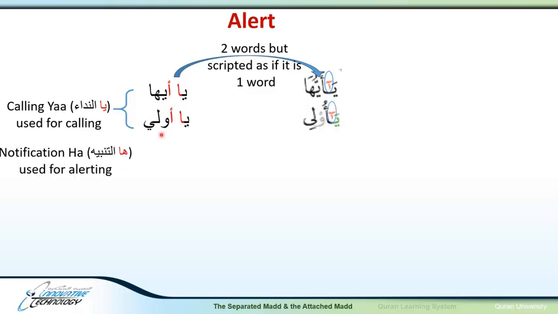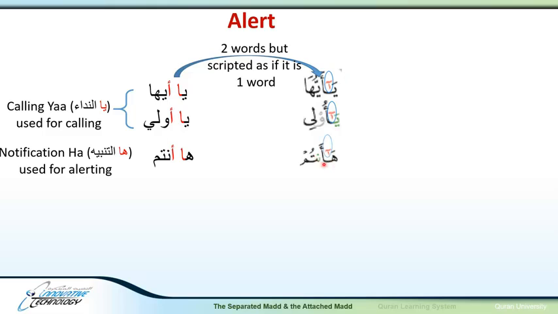And similar to those is the notification ha. It's a ha used for notification. Ha antum. There is an alif at the end of the ha, and there is a hamza at the beginning of the antum. And although they are two words, it might look in the Quran as if it is ha antum, as if it is one word.